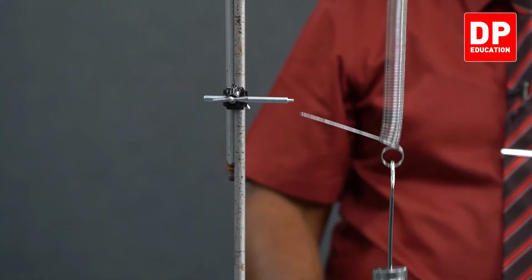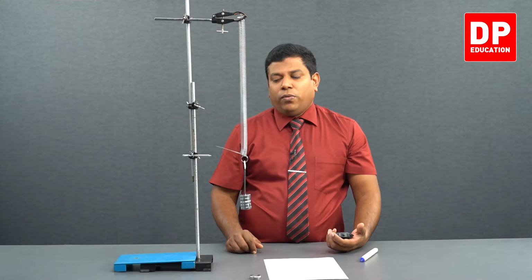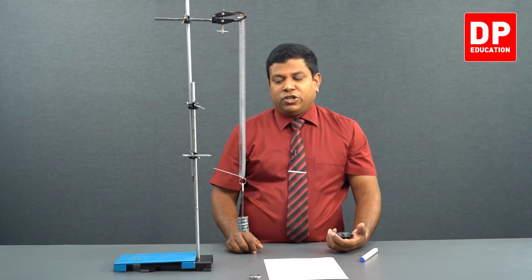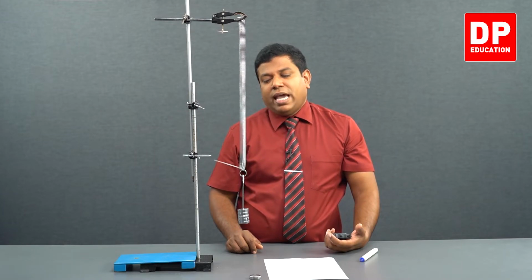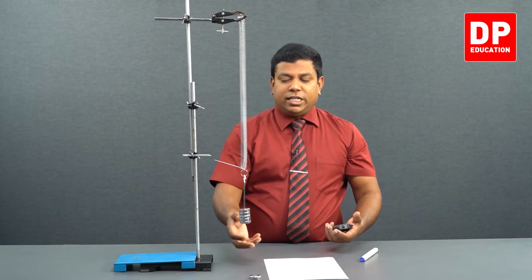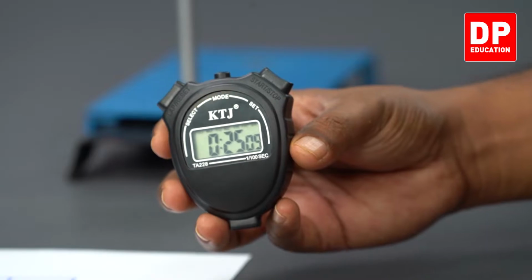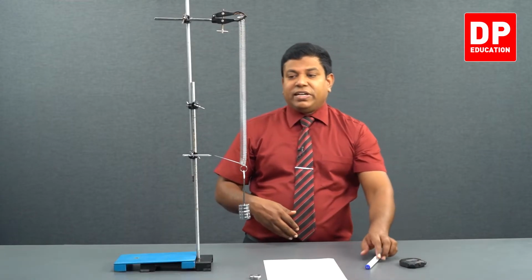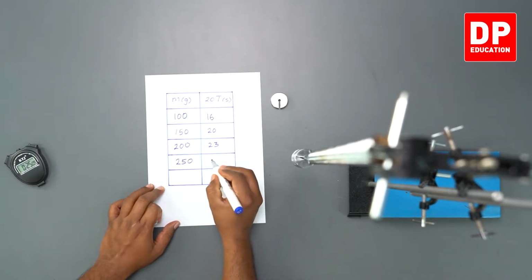When it passes the locating pin upwards, I am going to start it. 1, 2, 3, up to 20. For 20 oscillations, we have got 25 seconds. So that's for 250 grams weight. We have a 250 gram mass connected there, and we got 25 seconds.